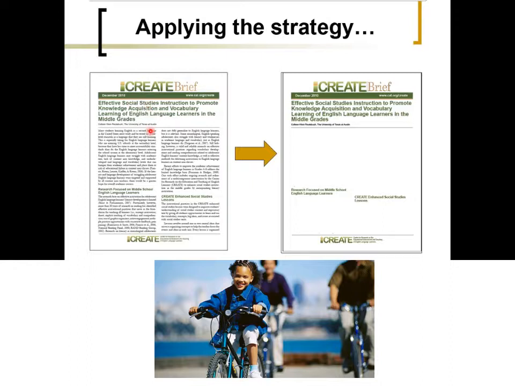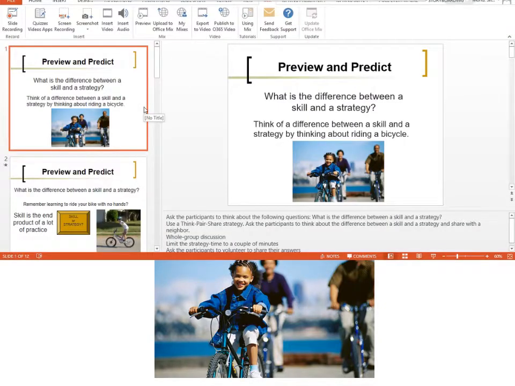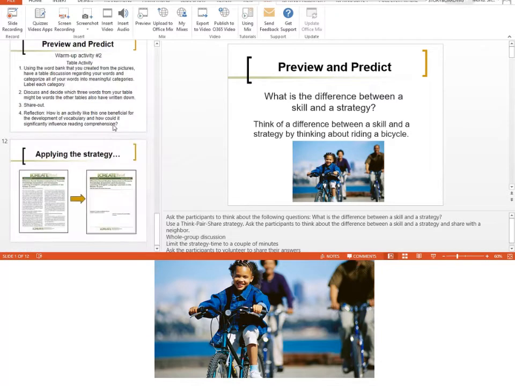So by looking at that, you can guess or predict that the text over here is related to social studies. So the act of previewing the title helps you to predict that the text is related to social studies if your keyword search is social studies. Okay, so that's all about previewing and predicting.